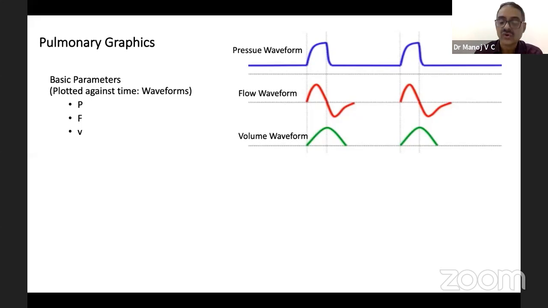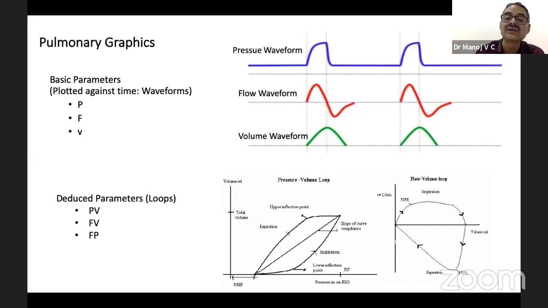So now, if you want to plot pressure versus flow, or pressure versus volume, flow versus volume, you get loops. So there are deduced parameters. So pulmonary graphics essentially consists of basic parameters, the waveforms, pressure, flow, volume waveforms, and the deduced parameters, the pressure volume loop, which we will be talking about a lot, then the flow volume loop. We will not be talking much about the flow pressure loop for lack of time.